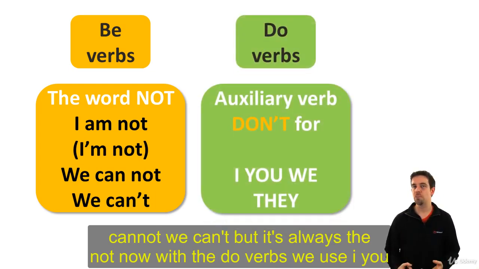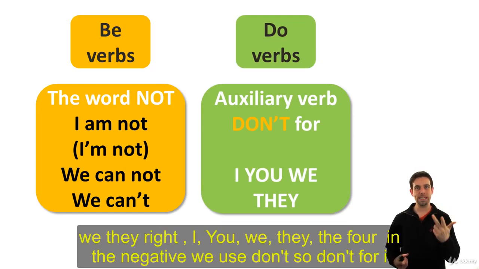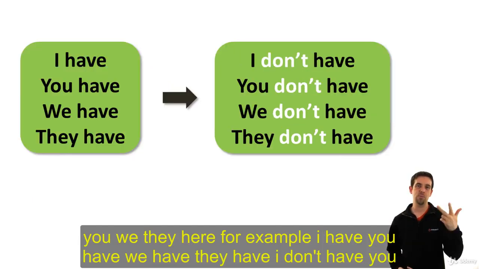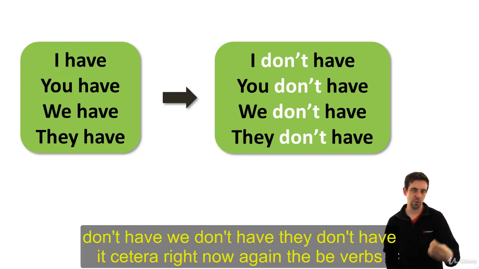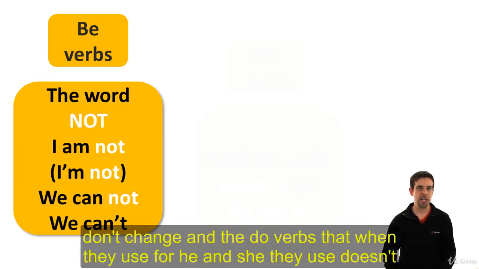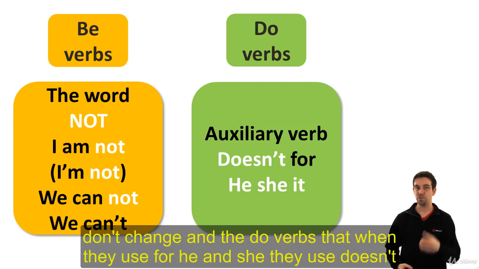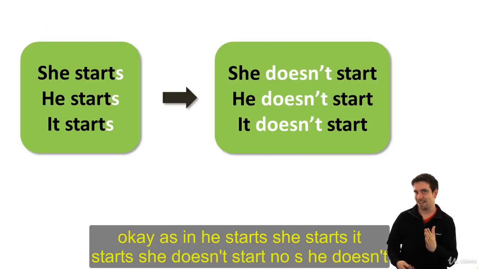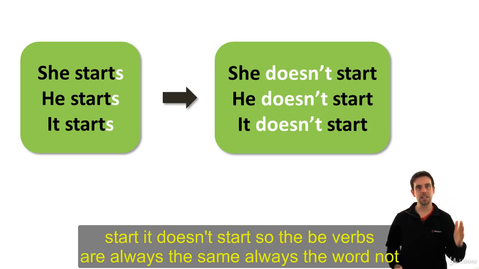Now, with the do verbs, we use I, you, we, they, right? In the negative, we use don't. So don't for I, you, we, they. Here, for example, I have, you have, we have, they have. I don't have, you don't have, we don't have, they don't have, etc. Right? Now, again, the be verbs don't change. And the do verbs, when they use he and she, they use doesn't. Okay? As in, he starts, she starts, it starts, she doesn't start, no S, he doesn't start, it doesn't start.